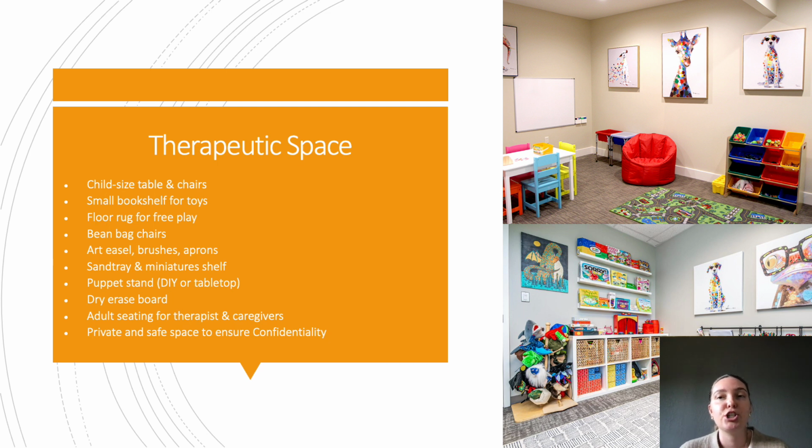The therapy space should feel warm, safe, and inviting. These are two very great examples of a great play therapy space. Essential furnishings include child-sized tables and chairs, a rug to be able to play on the floor, a bookshelf to keep things organized, a sand tray setup, maybe an easel with some art supplies, a puppet stand, the dollhouse, and then just comfortable seating for the child, the therapist, and the caregivers. Also, a very crucial aspect is a safe, private space to keep confidentiality and create a supportive environment.